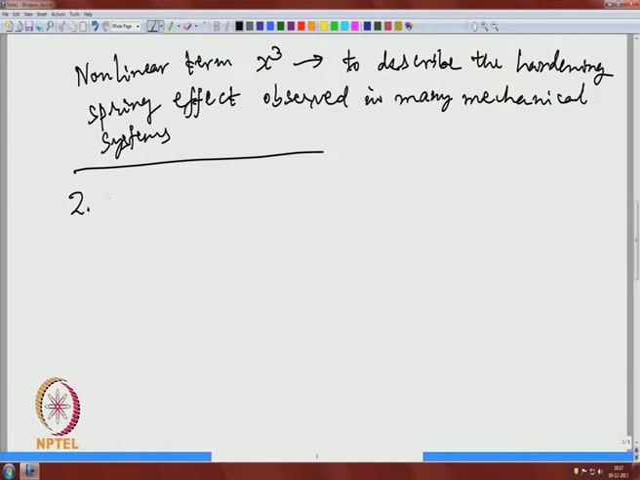So, this is another important equation that is studied extensively, and it has also given rise to new mathematics in the theory of nonlinear dynamics. So, this is called van der Pol equation, or again oscillator.